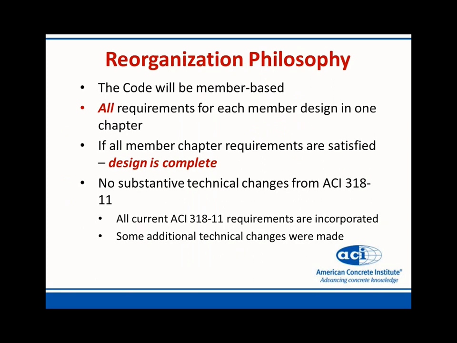The code will be member-based. All the requirements for each member design are in one chapter. And we guarantee you, the user of the code, that if all the requirements for a particular member contained in one chapter are satisfied, you're done. The design is complete. The original intent was that there would be no substantive technical changes from the current version of the code, and certainly all the current ACI 318.11 requirements are incorporated, but of necessity, in the last 6 years, there have been some technical changes that have been made, and those will be highlighted.